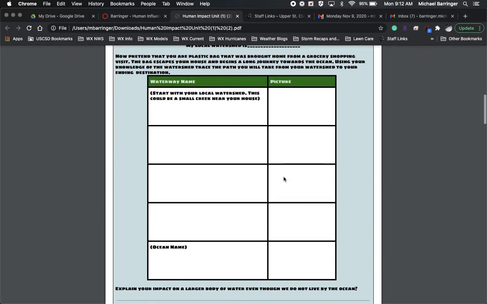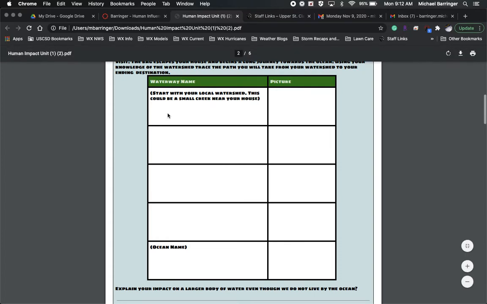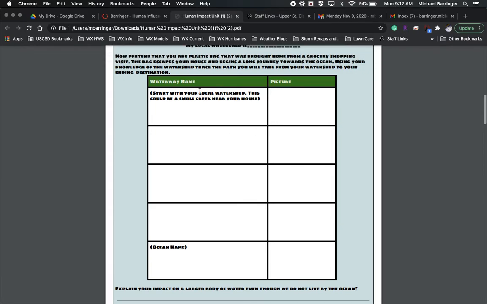Down here, this is all about finding your local watershed. So everybody's probably going to have some sort of small creek that sits next to their house or close to it. So you're going to try to find that nearest small creek. Sometimes it'll have a name. Sometimes it won't have a name. If you don't have a name for it, you can just put unknown creek or unnamed creek.